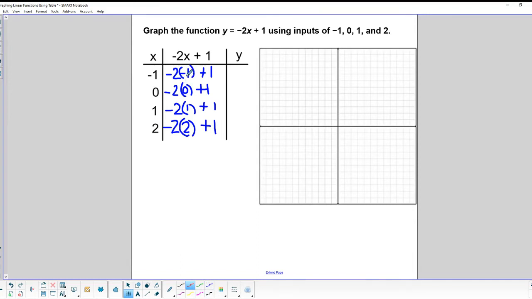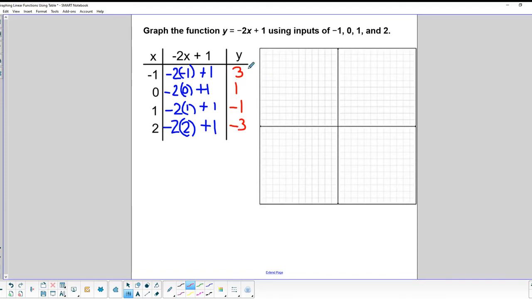-2 times -1 is +2. +2 plus 1 is +3. -2 times 0 is 0. 0 plus 1 is 1. -2 times 1 is -2. -2 plus 1 equals -1. -2 times 2 is -4. -4 plus 1 would be -3. All right, let's go ahead and graph those then.